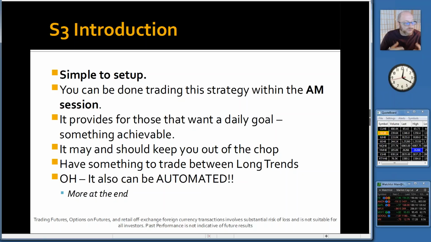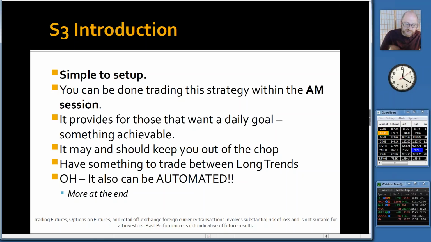Sometimes the market has these long trends, and sometimes it doesn't, as I showed you in a picture. So it has something to trade between those long trends. When the market, for instance, runs down 100 ticks in the morning, and then you just see all this chop at the lows, and you don't know what to do. You're like, do I get back in up? Do I get back in? Am I staying down? This gives you an opportunity to trade that as well.